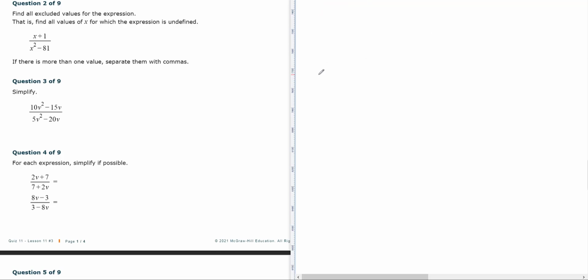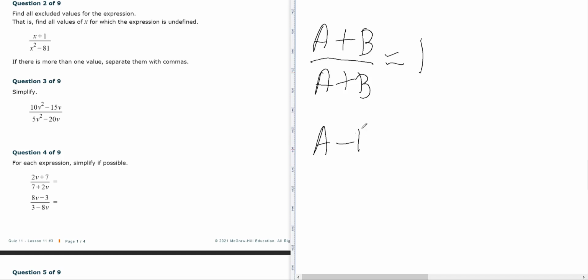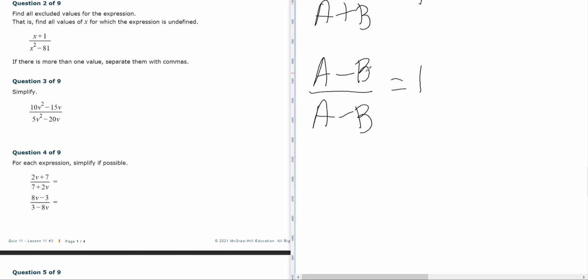So in number 4, we have to look out for a couple of things. So let's just talk about this first. If I have A plus B divided by A plus B, no matter what A and B are, that's going to reduce to 1. If you do 2 plus 3 over 2 plus 3, 5 over 5 is 1. If I have A minus B over A minus B, that will also be 1, because no matter what the value of A and B are, those are going to be the same. And anytime you divide a number by itself, you get 1.